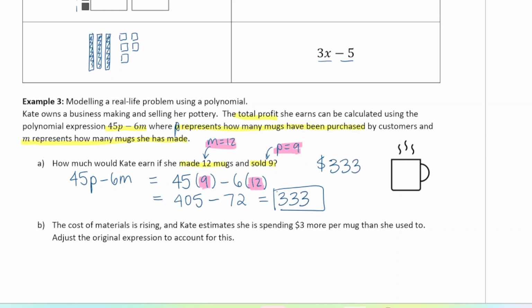The cost of materials is rising, and Kate estimates she is spending $3 more per mug than she used to. Adjust the original expression to account for this. So that would affect how much money we're subtracting off, because now it's going to cost her more money to make the mugs. So instead of 6m, it's going to be 9m. So we're going to increase this coefficient by 3.